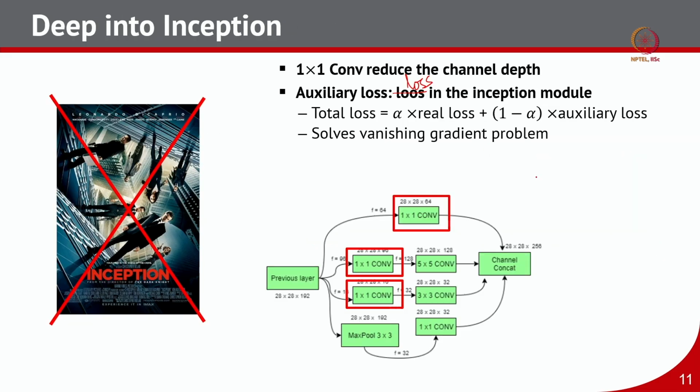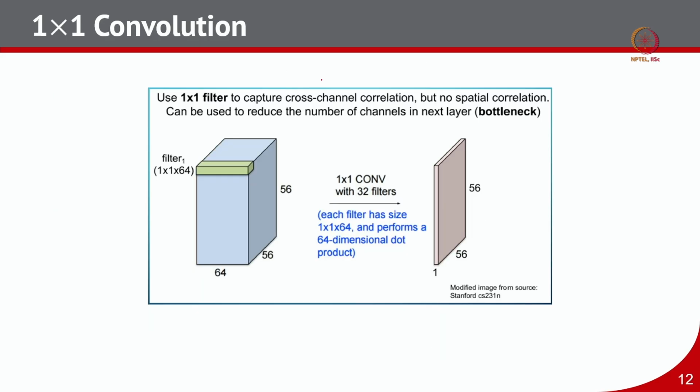Now, as I was saying, the total loss is computed as alpha times real loss plus 1 minus alpha times auxiliary loss, which solves the vanishing gradient problem. Another important concept introduced by the Inception network is the 1 by 1 convolution, which reduces the channel depth. So, let us see what is 1 by 1 convolution.